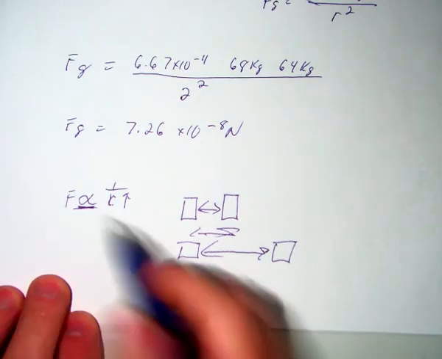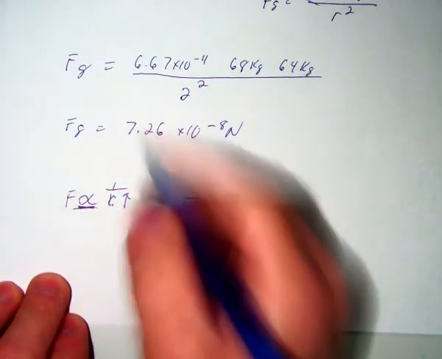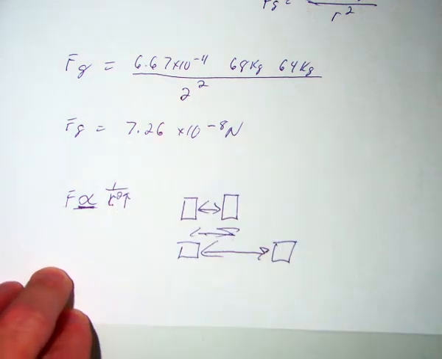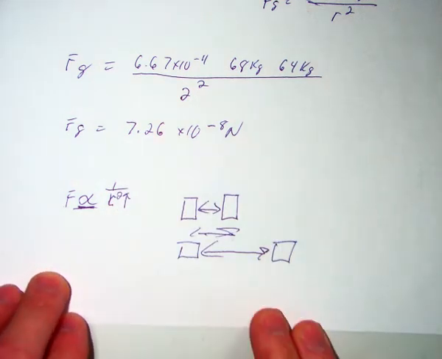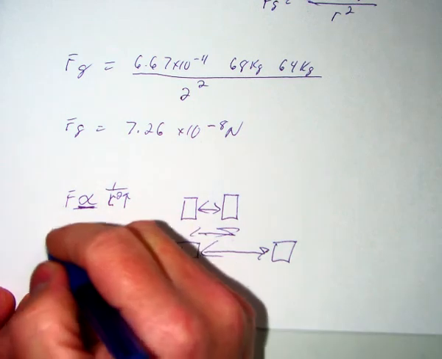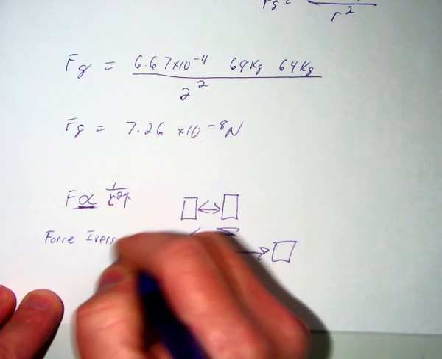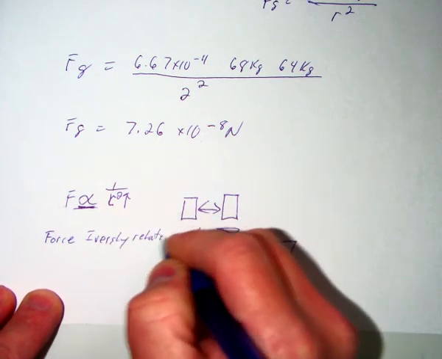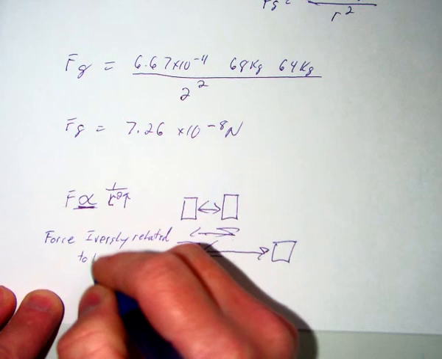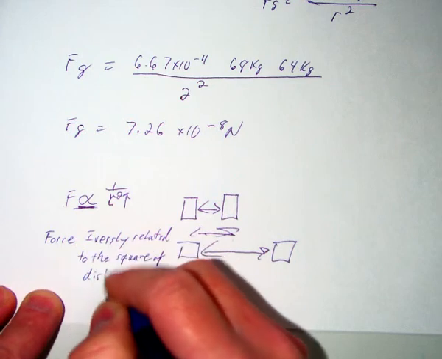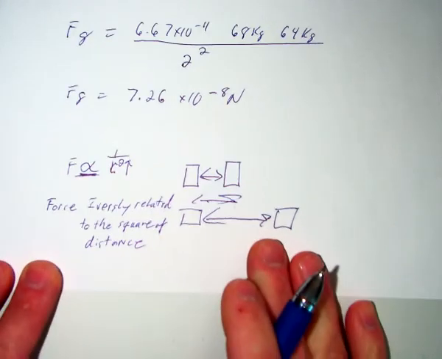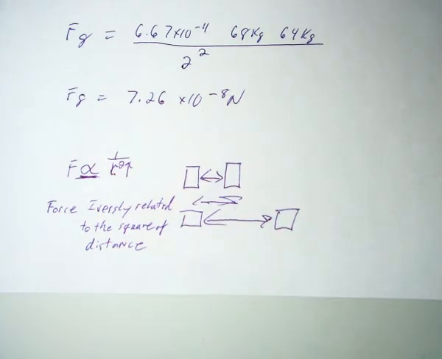Okay? But it turns out mathematically, if we do the math and we make the measurements, what we find out is that it's not simply inversely related. It's inversely related to the exponent of R. It's what's known as the inverse square. So force is inversely related to the square of distance. Because you have to take the R and square it in order to figure out how much force is decreased by. That's the hardest part.